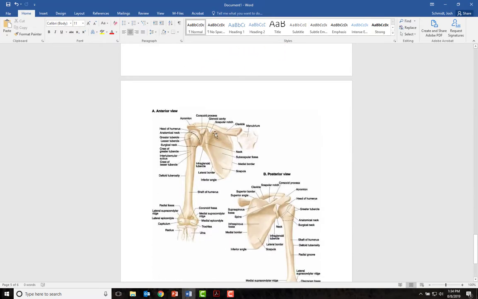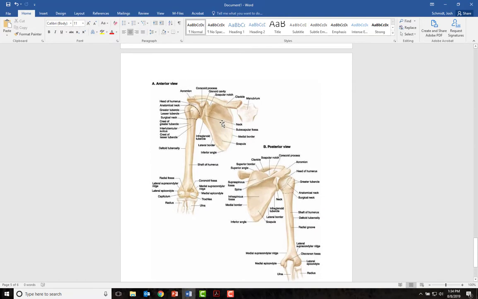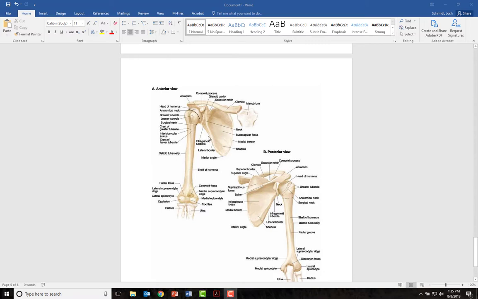Both of these images are of a right arm. This one is an anterior view, meaning we're looking at it from the front, so looking through the chest cavity to the back of the shoulder. This one, we're looking at the person's back. So again, spine: supraspinous fossa, infraspinous fossa. No spine: this is the subscapular fossa. So that pretty much finishes up our scapula.